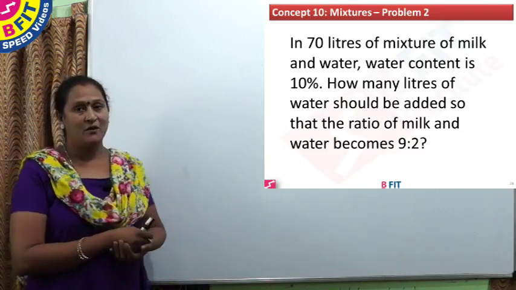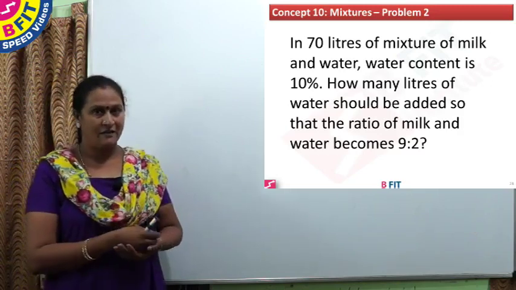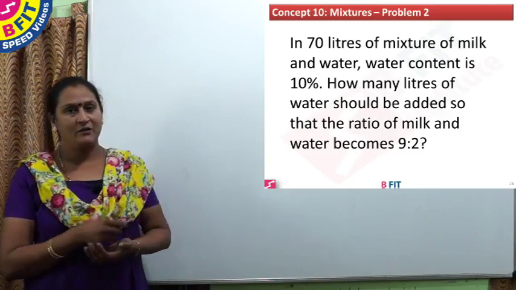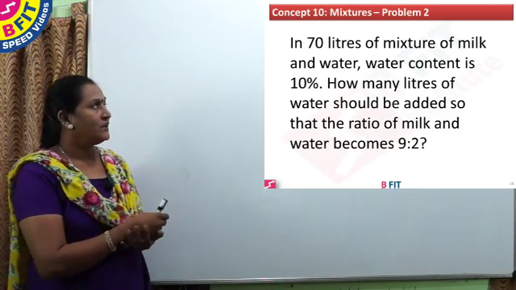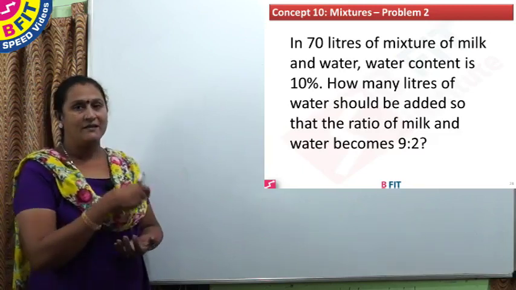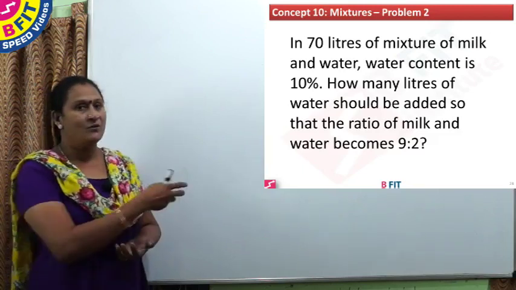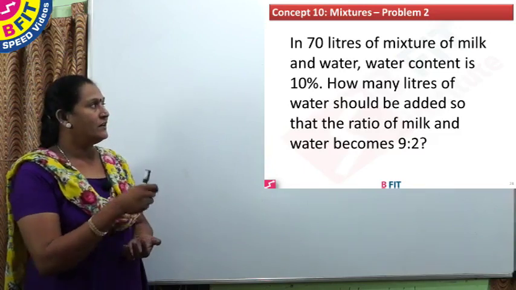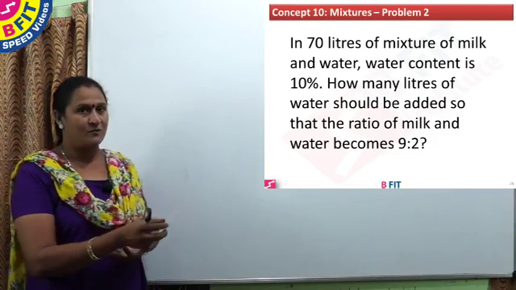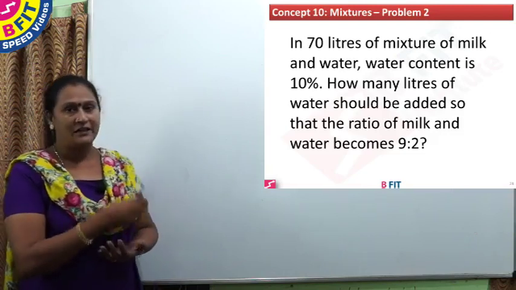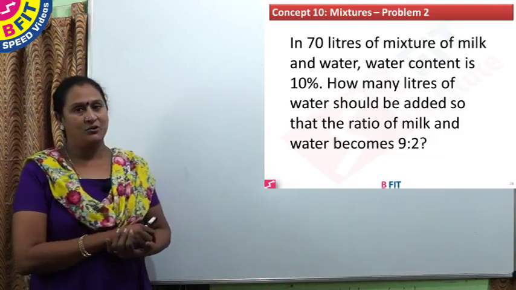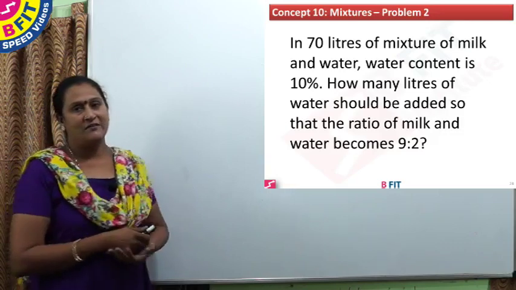So earlier we saw if milk or water is added, ratio changes and the initial quantity or final quantity was asked. So here the initial quantity is given and how many liters should be added is asked to get the other ratio which is given. So in 70 liters water content is 10%. So we can find how much water is there in 70 liters and how much milk is there in 70 liters, and we can get the ratio and proceed. So we'll see the working.